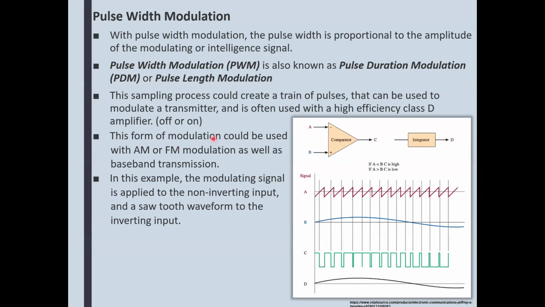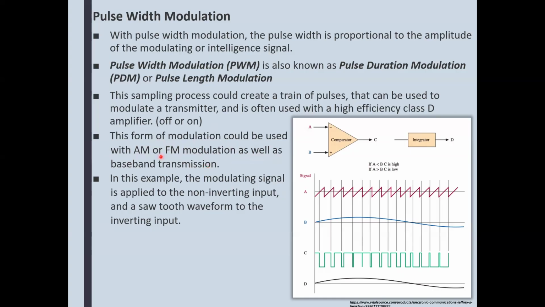A class D amplifier is one of the most efficient amplifiers, because it doesn't use the linear range of whatever the amplifying device would be. It's not on all the time. It's just on when it's supposed to be, and off when it's not supposed to be on. So again, energy saving happening here. This form of modulation could be used with AM or FM modulation as well.